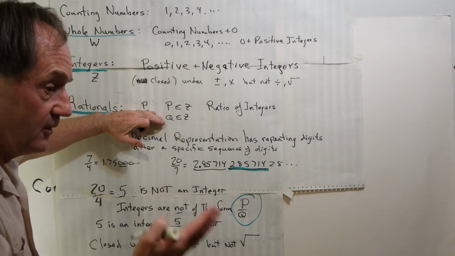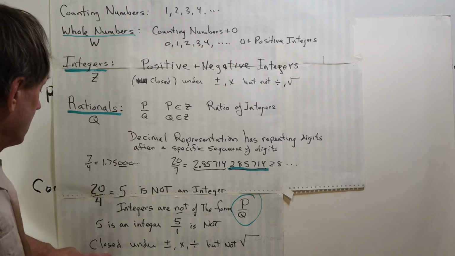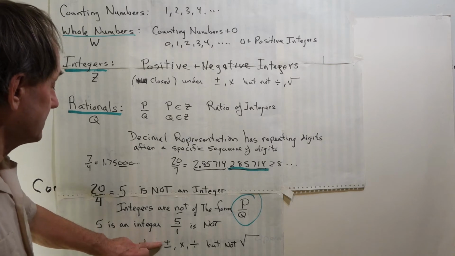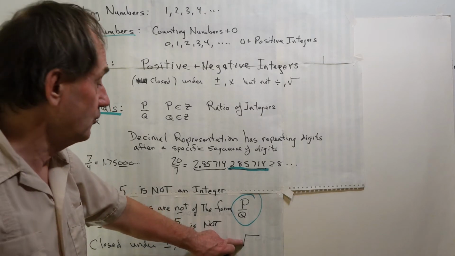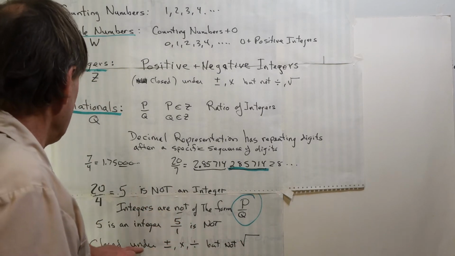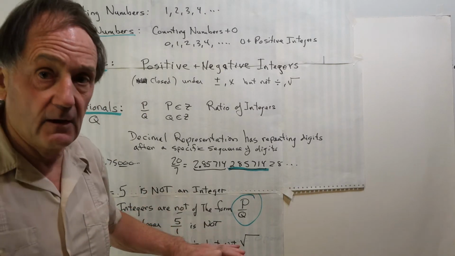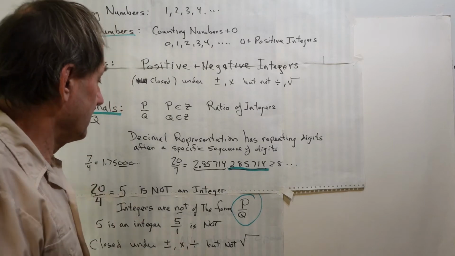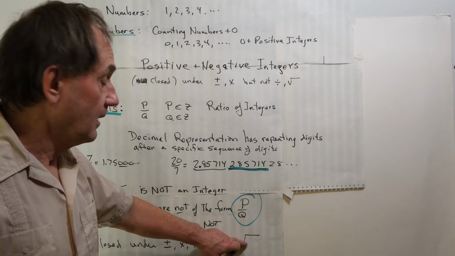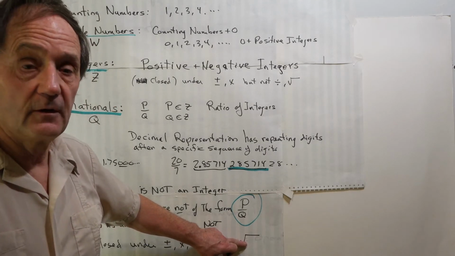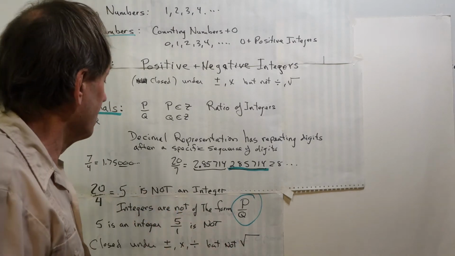You don't have a numerator over a denominator type representation. Now the integers, or the rationals, are closed under addition, subtraction, multiplication, and division, but not in taking a root. If I divide two rational numbers, I get a rational number back. Or if I add, subtract, and multiply two rational numbers, I also get a rational number back. But if I take the root of a rational number, square root or a third root, I will not necessarily get a rational number back.